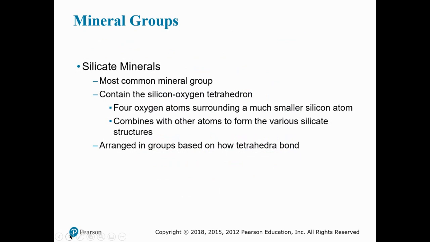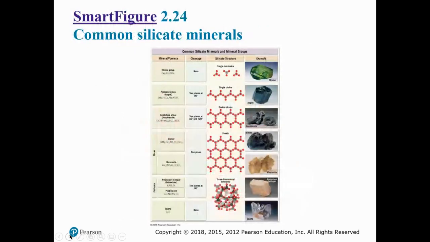So the silicate minerals are the most common, and they contain what we call a silicon-oxygen tetrahedron, and this is shown for you at the top of page 45 in your textbook. They kind of make this almost pyramid type shape when they bond together, and they are arranged in groups based upon how those tetrahedra bond together. And here is a table kind of showing you some of those more common silicate minerals and what those bonds with those tetrahedra look like.